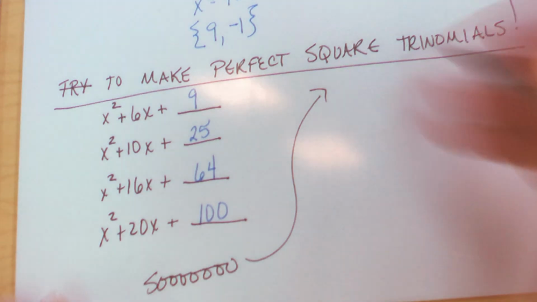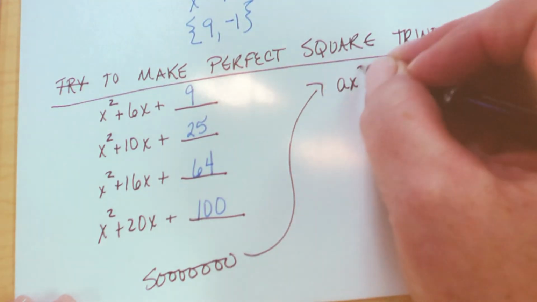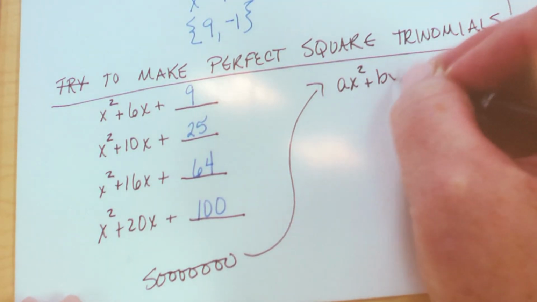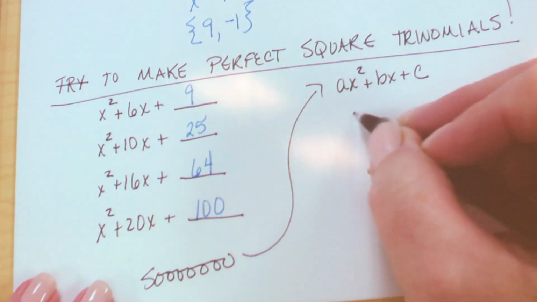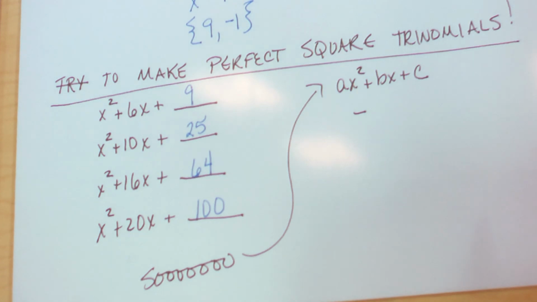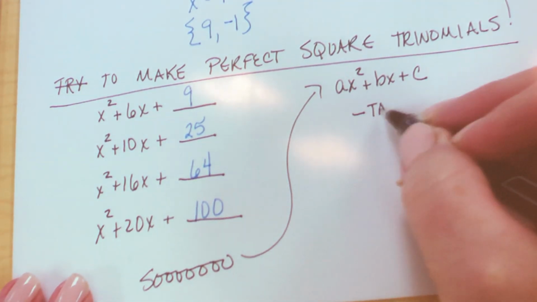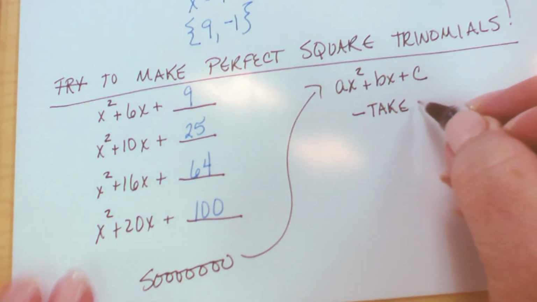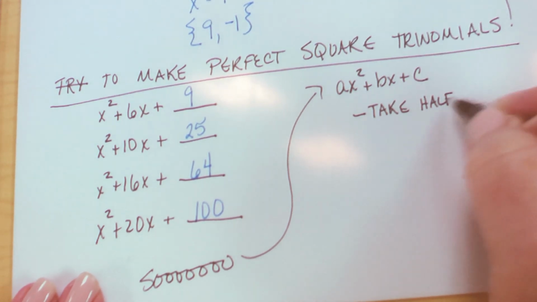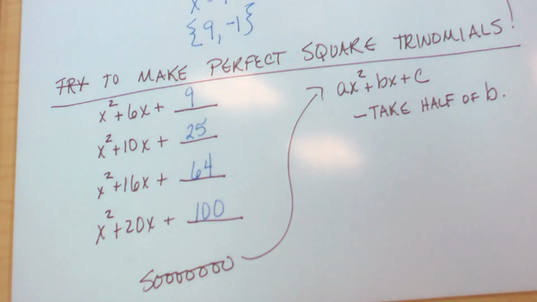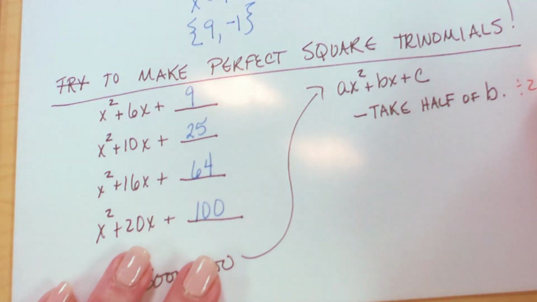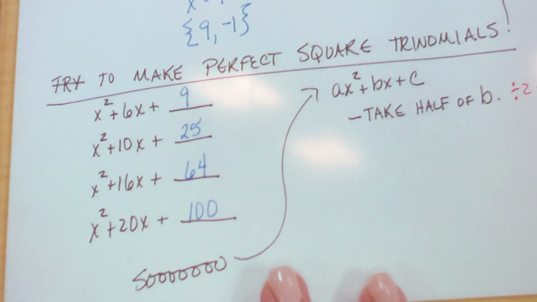So if I have ax squared plus bx plus c, tell me how to complete the square. What's the first thing I do? Half. Okay, so I'm going to take half of what? B. Half of B. Now, I could do that 2 ways. Do you agree? I could divide by 2 or I can multiply by 1/2. Those are the 2 ways of taking half of something. Is everybody with me? All right.